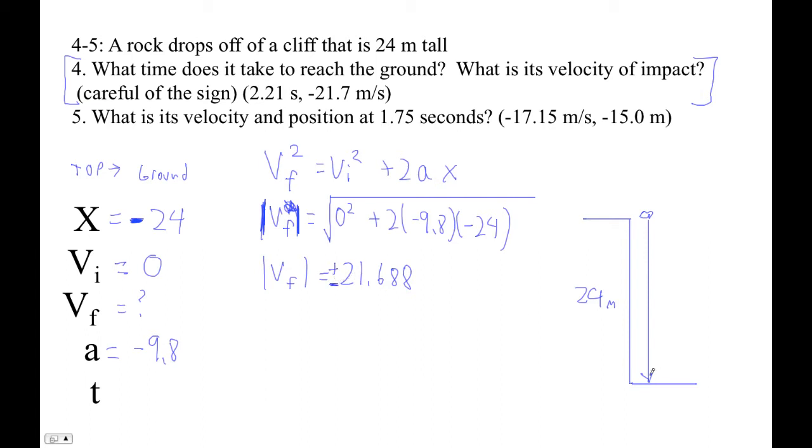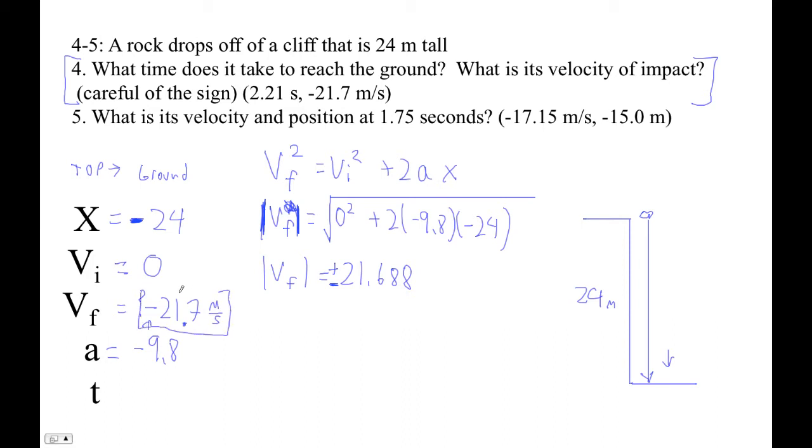To be sure, though, this rock right before it strikes the ground is moving down. So we would say that its final velocity is negative 21.7. Now repeat, you're not going to get full credit if you don't use this convention that this is negative, that it's moving down.